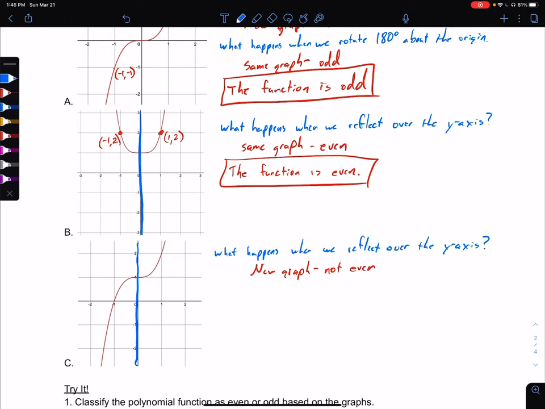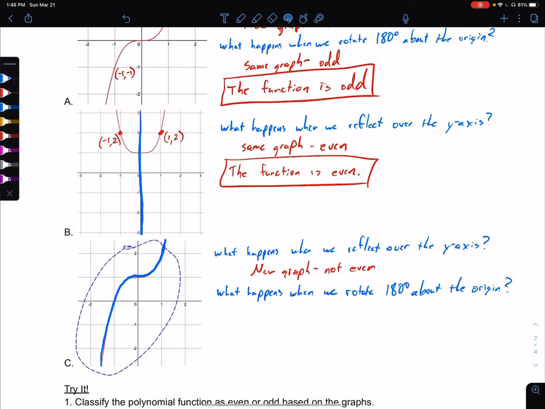So we ask the next question, to see if it's odd. What happens when we rotate 180 degrees about the origin? It's really important that you rotate about the origin, not the center of the graph. There should be a question mark up there. If I trace this graph, I need to reflect across that origin. So do be very careful with that.